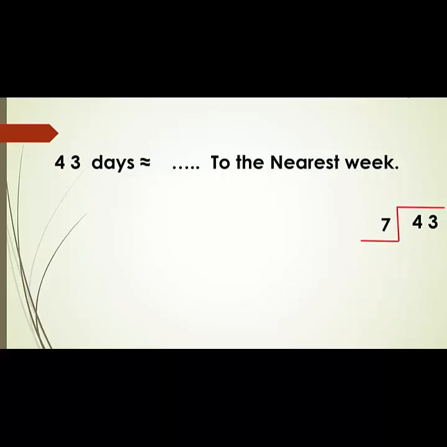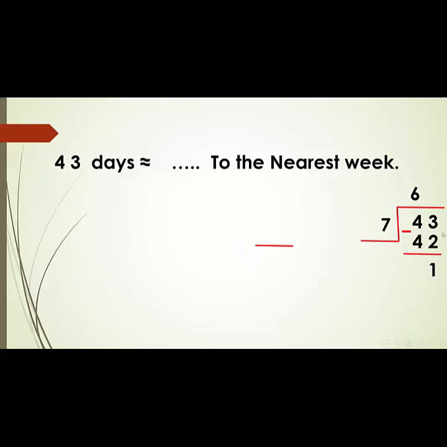Okay, 7 times what equals 43 or nearest to 43? 7 times 6 equals 42, my students, and the remainder will be 1. Now my students, I'll take this 6, the quotient, as the whole number. The remainder will be up, the numerator, and the divisor will be down, the denominator.